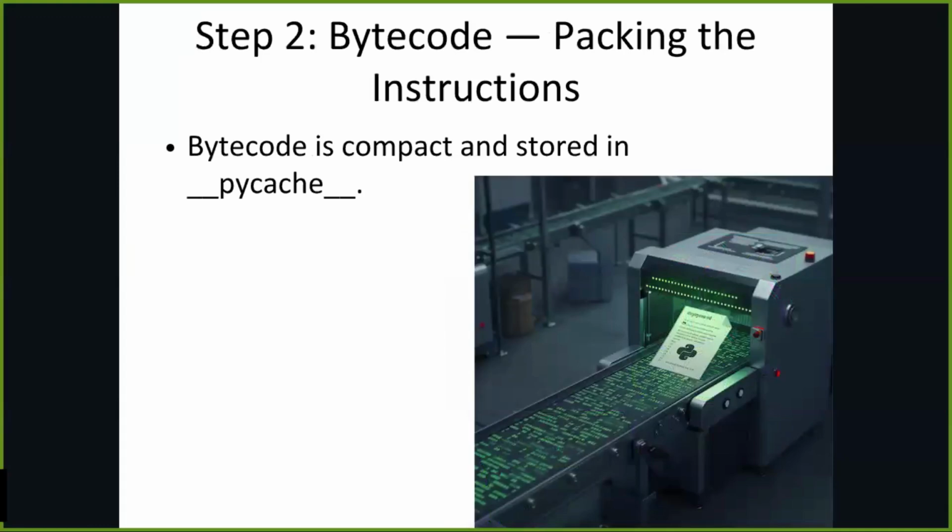Once the code has passed the interpreter's checks, Python compiles it into a more compact format called bytecode. That bytecode is a combination of zeros and ones. This bytecode is not in a human readable format. Instead, it is a set of simplified instructions that the computer can understand more easily. You can think of it as converting the movie script into a universal instruction guide. Python stores this bytecode in a folder called PyCache, which allows future runs of the program to skip the interpretation step, that is, saving time.